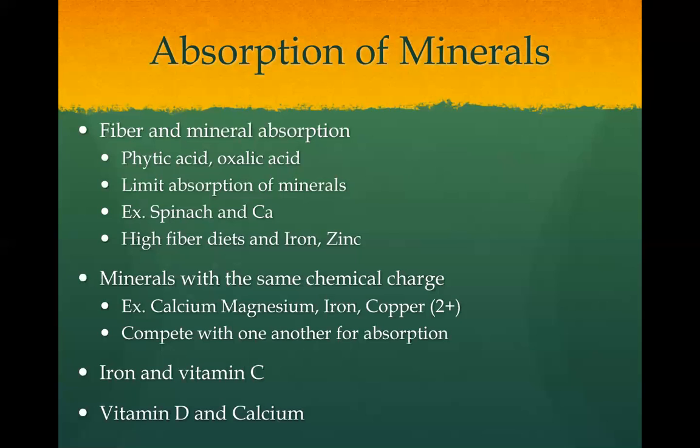I mentioned minerals with the same chemical charge on the last slide. There are also relationships between minerals that improve absorption. I mentioned vitamin D and calcium. Iron and vitamin C is another one. If you consume vitamin C foods at the same time as iron foods, that actually helps absorb certain forms of iron, specifically those in plant proteins. So that's really a beneficial combination of nutrients.